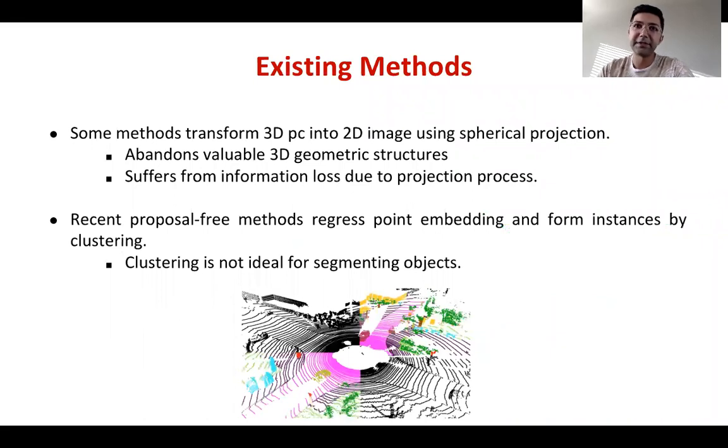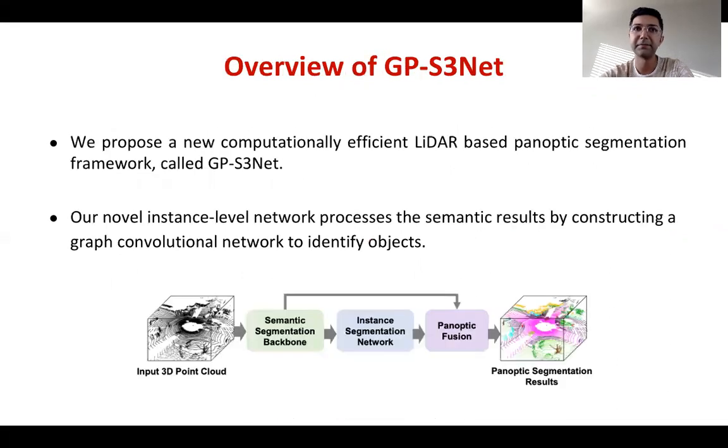Some existing panoptic segmentation methods transform 3D LiDAR point clouds into 2D images using spherical projections in perspective or bird's eye view, which abandons valuable 3D geometric structures and suffers from information loss due to the projection process. Recent proposal-free methods learn point embeddings and form instances by clustering. But clustering is not ideal for segmenting objects, as it is a deterministic process.